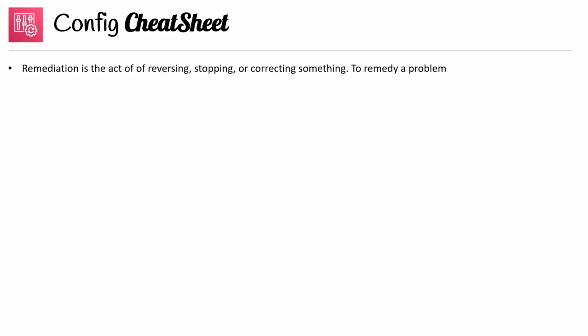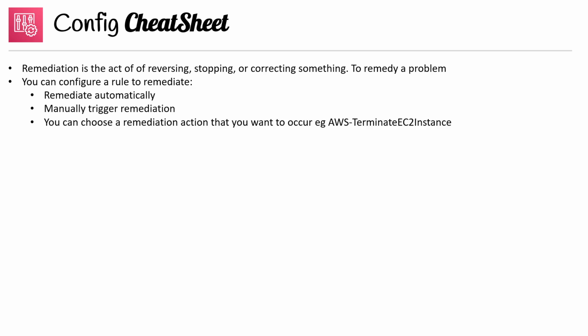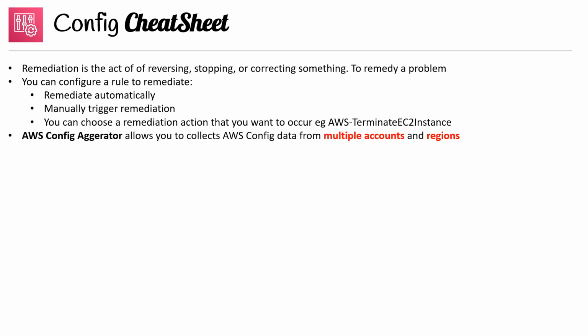Remediation is the act of reversing, stopping, or correcting something. I like to say to remedy a problem. You can configure a rule to remediate automatically or have it manually triggered, so you'd have to press a button for it to happen. You can choose a remediation action that you want to occur. So you could say the remediation action is just to shut down the EC2 instance.